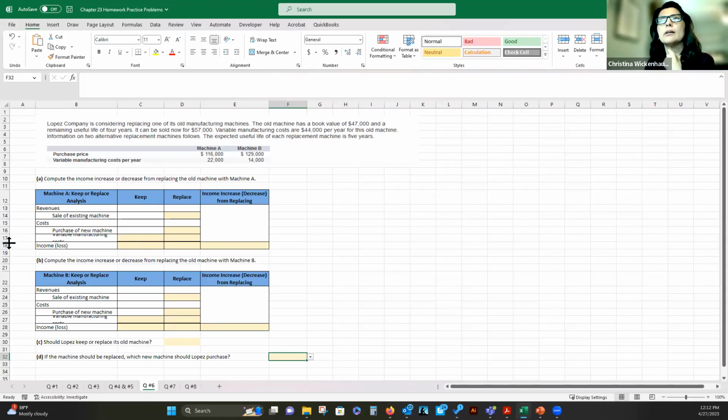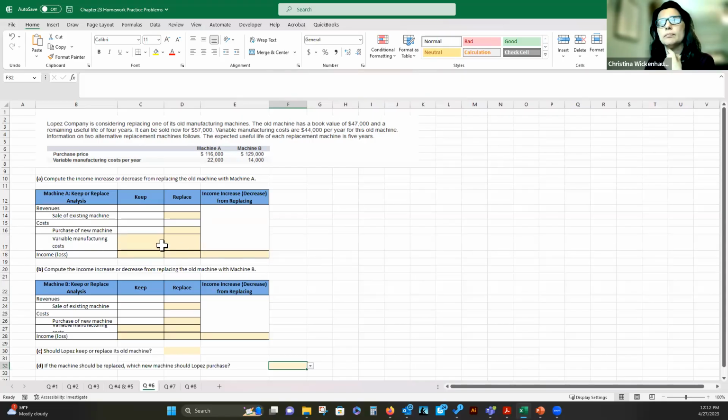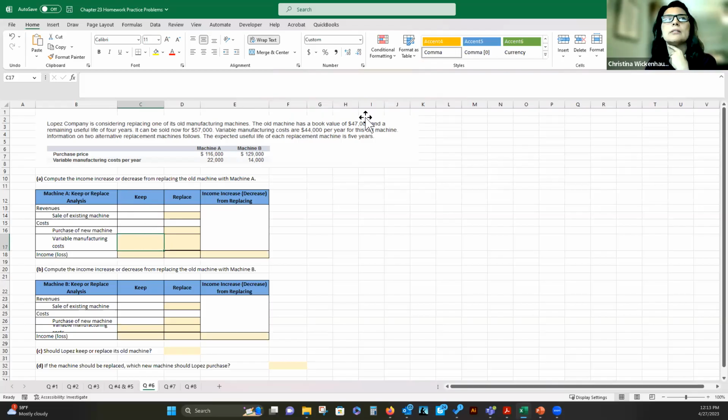So we're looking at, if we keep it, we're not going to have any additional money coming in from the sales. We won't have any costs going out for the purchase of a new machine, but we will have those variable manufacturing costs. And so we're going to take that times the 4 years. It's $44,000 a year, so this equals 44 times the 4 years that it can still run.